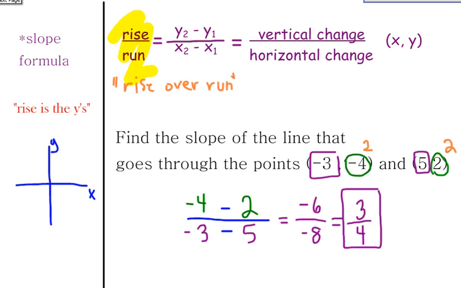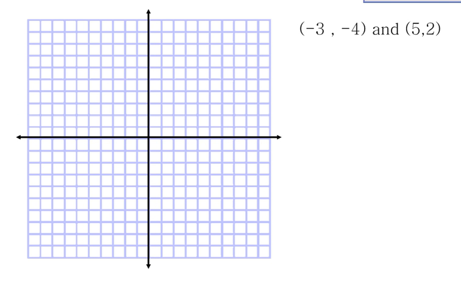Let's go ahead and check that on a graph. I'm going to begin by putting these 2 points on my graph. -3, -4. Begin at the origin, move left 3, and down 4. There's my first point. And my second point, 5, 2, begin at the origin, move right 5, 1, 2, 3, 4, 5, and up 2.